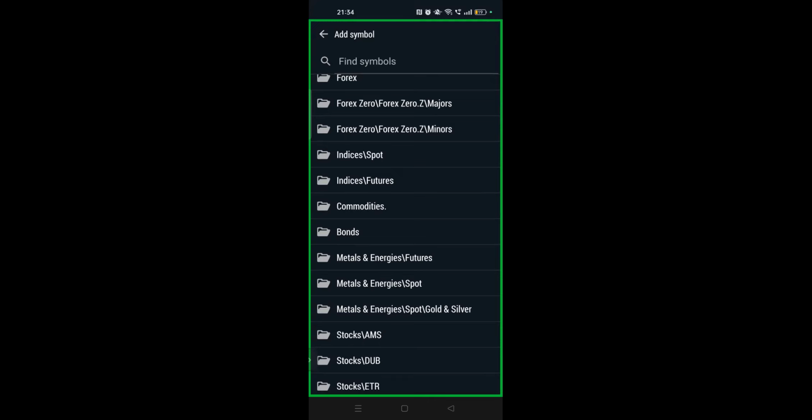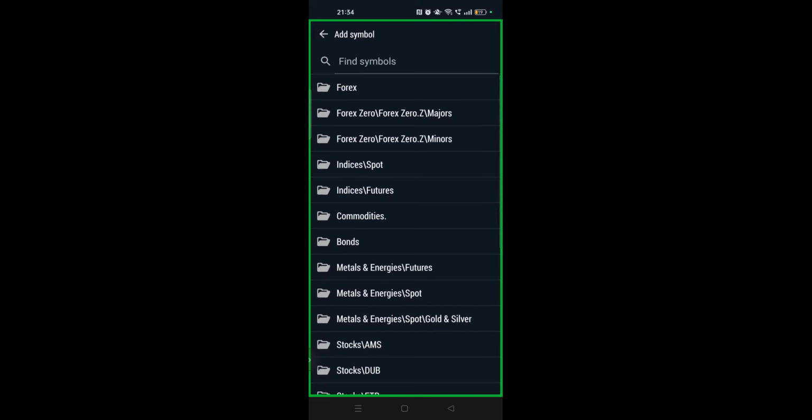For instance, there is a folder called Forex and there is another folder called Forex Zero. And they have major pairs and minor pairs. We have indices, futures, spot, commodities, bonds. So if there is an asset you want to trade and you cannot find it under quotes, you can come here and look for it and add, or just click on find symbols and you can have it.